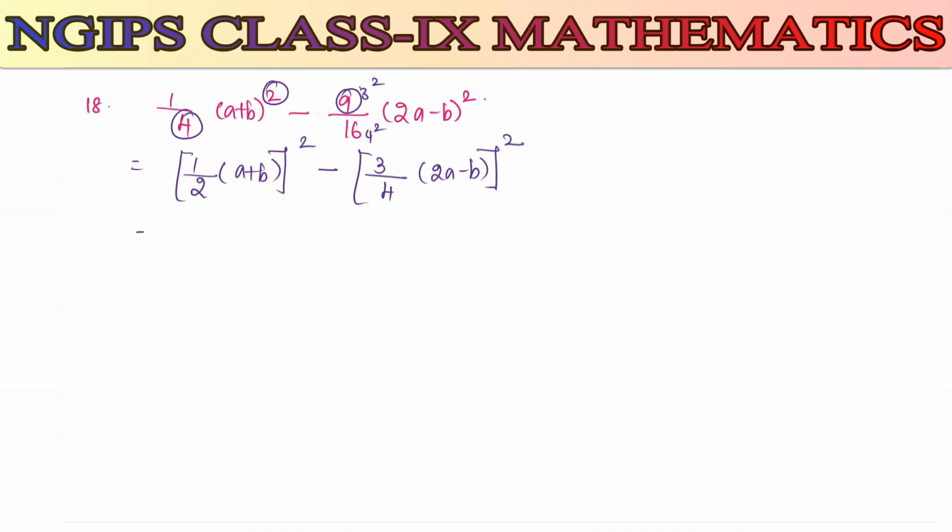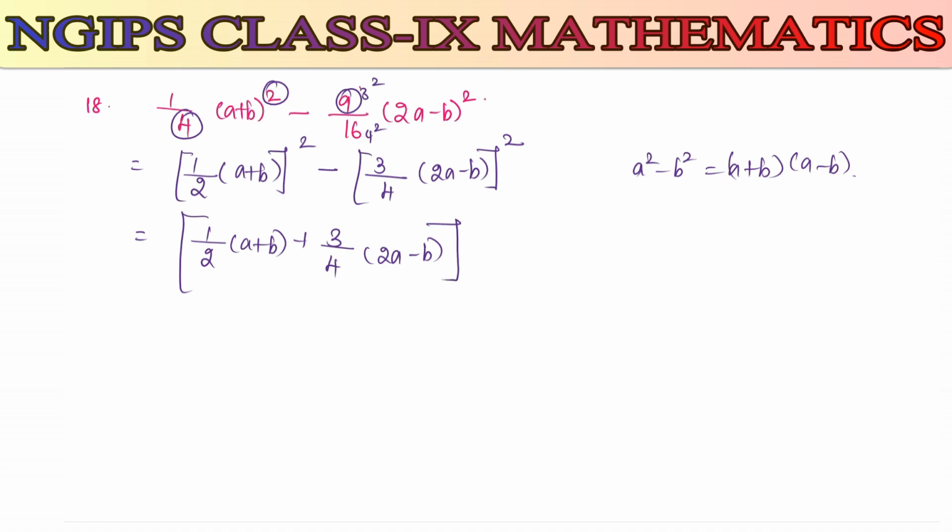Now further if you simplify, this is in the form of a square minus b square is equal to a plus b into a minus b. So I can write here 1 by 2 into a plus b plus 3 by 4 into 2a minus b. This is a plus b, and a minus b is nothing but 1 by 2 a plus b minus 3 by 4 into 2a minus b. Now both we have in the product, so this is going to be the product for this 18th one. Now we'll move to the 20th one.